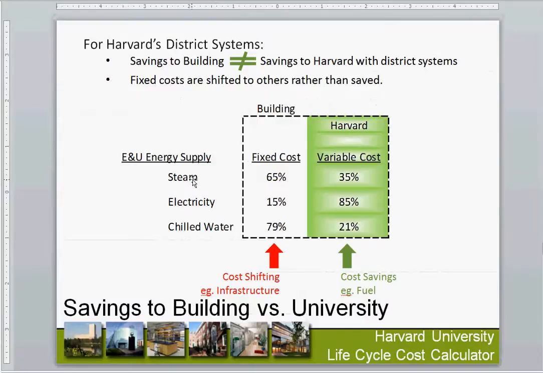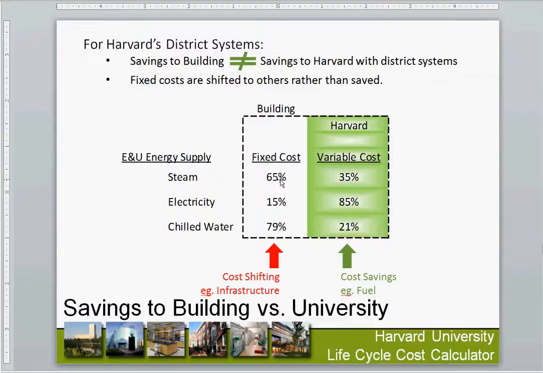The way we do billing at Harvard with our energy supply is that we have fixed costs for each of our systems. Steam has a fixed cost component of about 65% of the rate because there's a lot of infrastructure involved. We have investments in boilers, in distribution, in ongoing maintenance and personnel to run the plant, et cetera. Regardless of whether we use 1 MMBTU of steam or a million MMBTU of steam, those fixed costs remain constant. So if we save money on our consumption, we're not really saving these fixed costs.